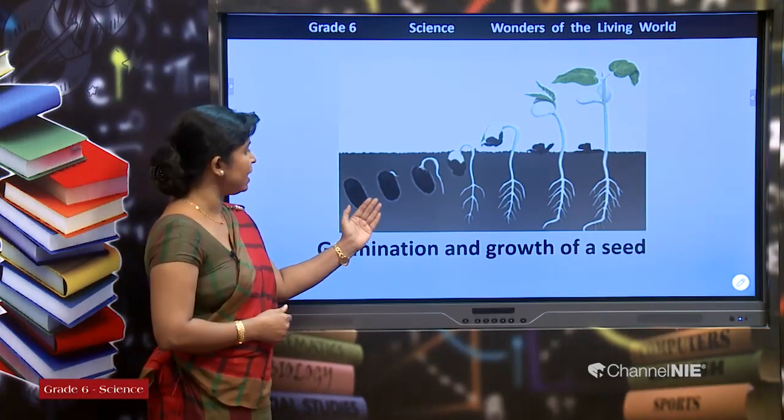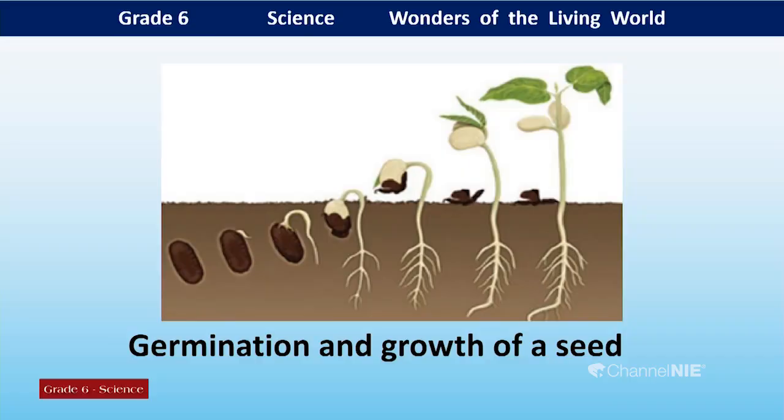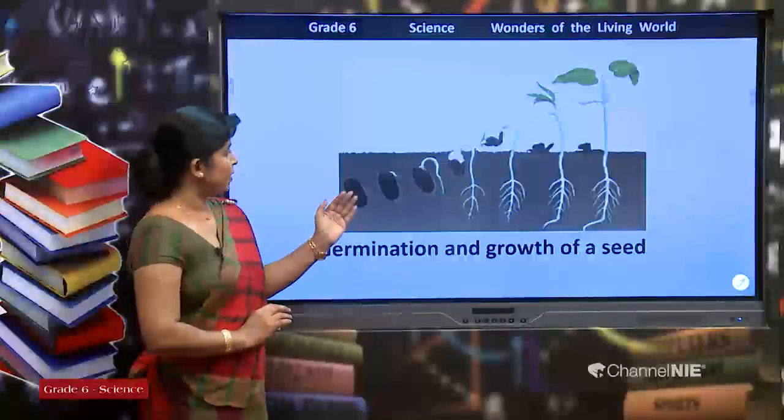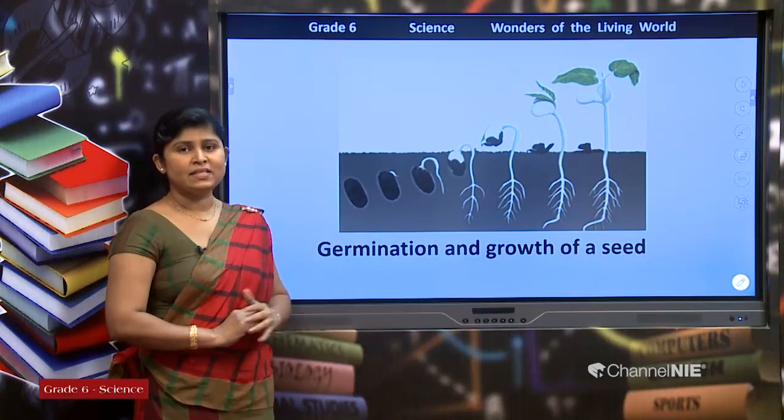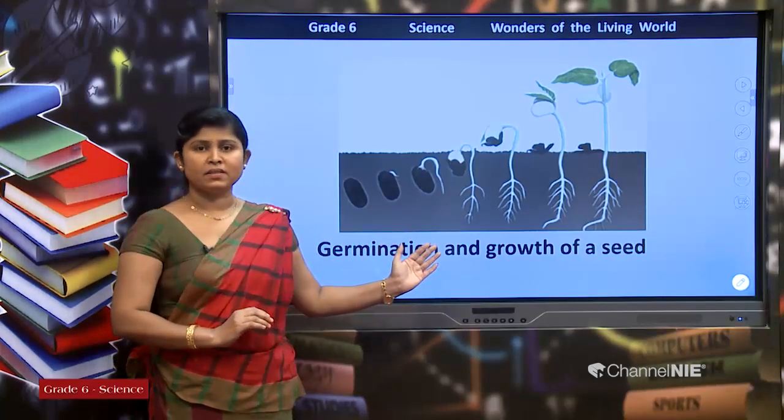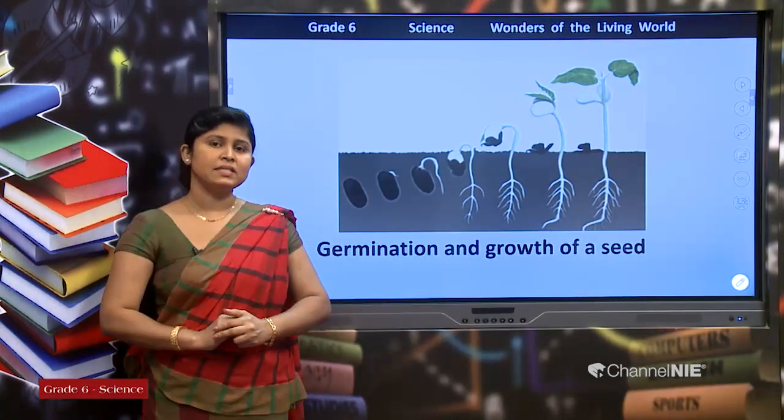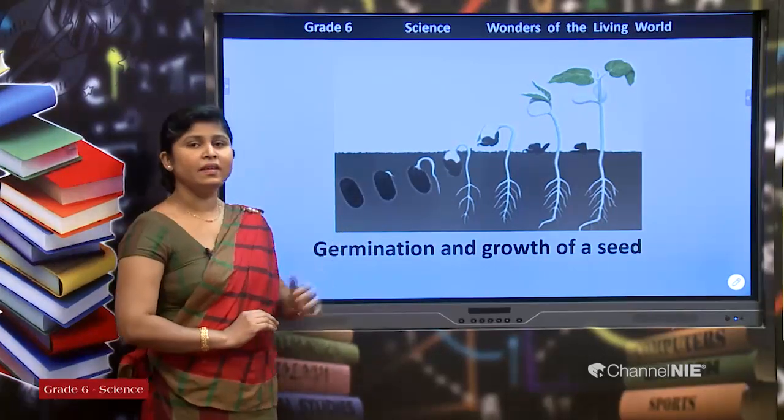Then the seed has started to germinate, right. Germination and growth of a seed: you can see the seed is germinating and it has become a plant. That is also an example for the growth of plants. My dear children, now you can see how the growth of a plant takes place by looking at the diagram.